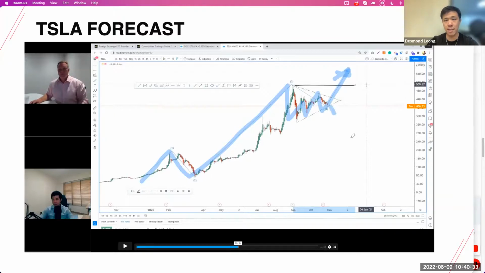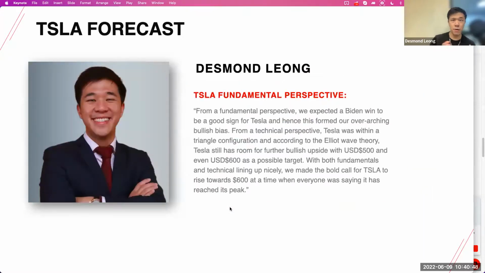Everyone was saying that with Biden potentially winning, they were going to expect prices to go down, but we were forecasting for prices to go up, even up to here. So how did that work out? If you apply a little bit of fundamentals, this was our view on it. From a fundamental perspective, we expect a Biden win to be a good sign for Tesla, because he's very pro-green, basically ESG. They like the green technology.